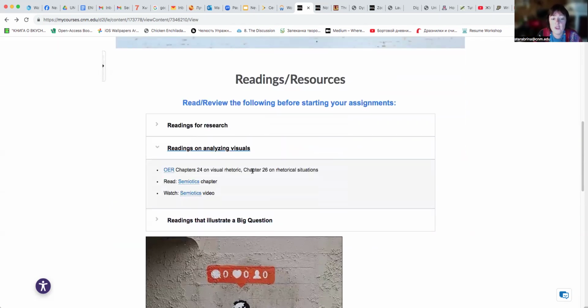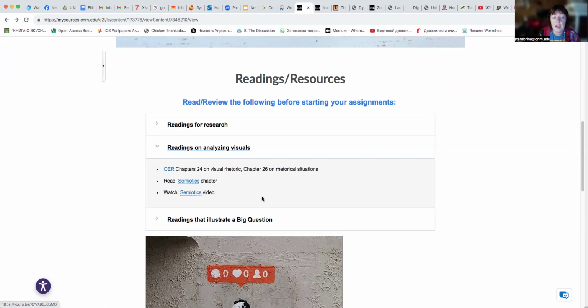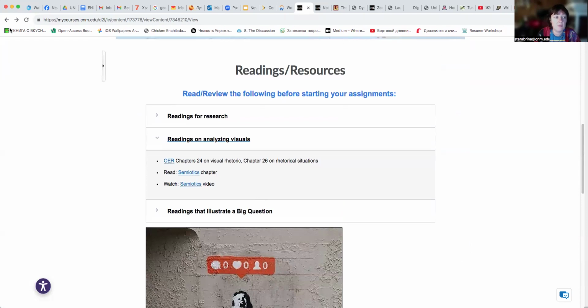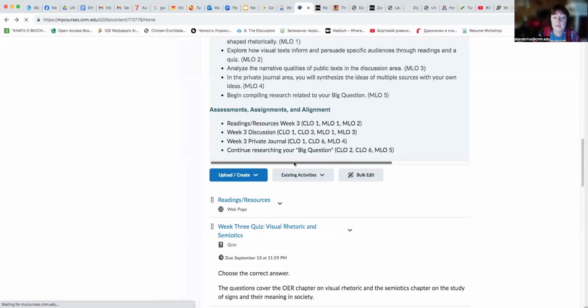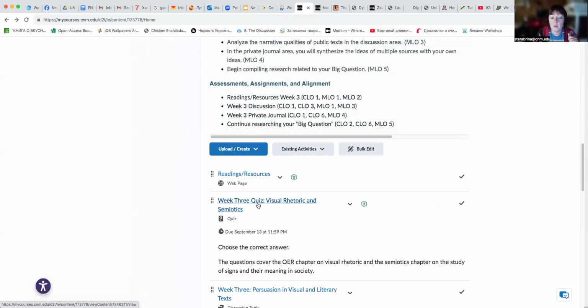Readings on analyzing visuals. Here you see we're asking you to read a chapter on semiotics and a video, and there will also be a quiz on semiotics. Semiotics is a science about signs, and why we need it, because you remember I promised to explain everything we are doing in this class. Why we need it? Because, yeah, here's the quiz. Because it will help you to analyze visuals rhetorically. That's why we assign you this thing.